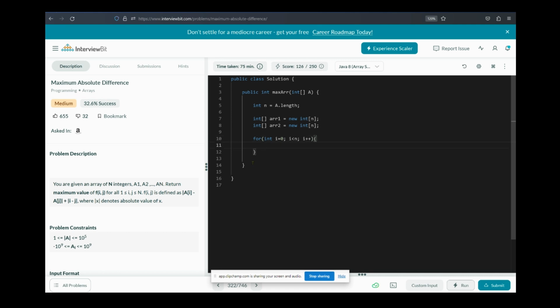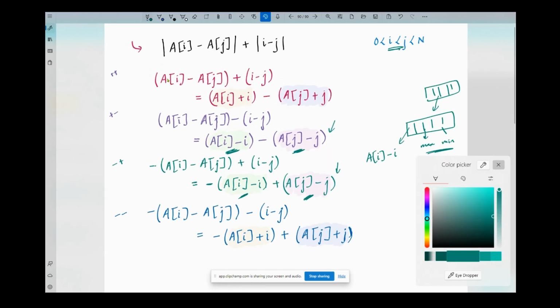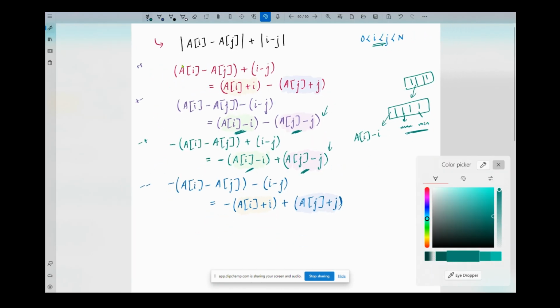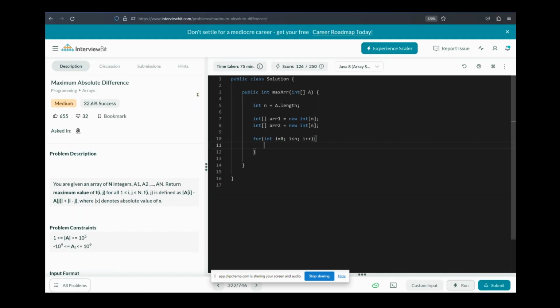Okay, let's check what we need here. So what we saw is we needed ai plus I value for the first and fourth expression. And the other thing which we wanted is ai minus I. aj minus j is actually equivalent. It's just like saying that there is another position, but the value still remains the same, right? So we'll create two arrays, one with ai plus I, the other with ai minus I.